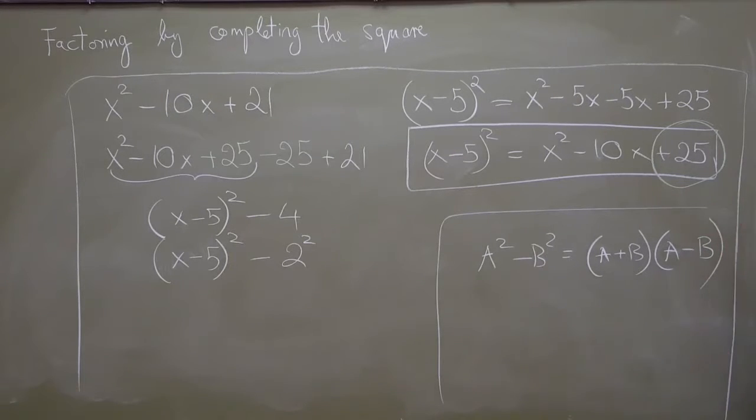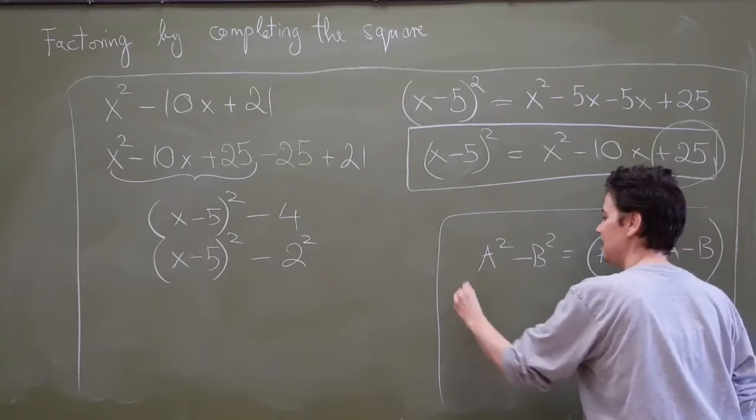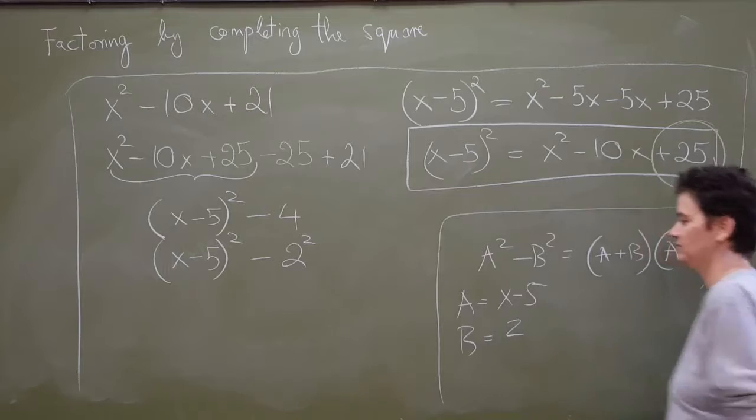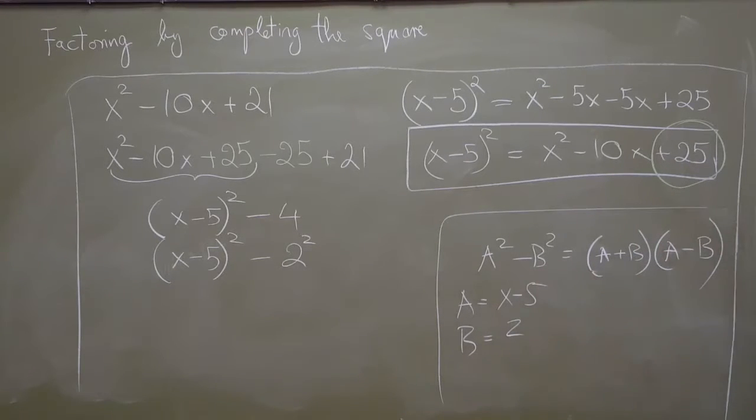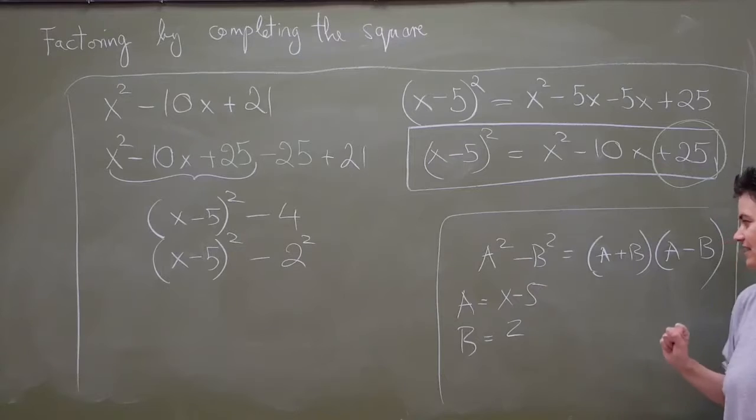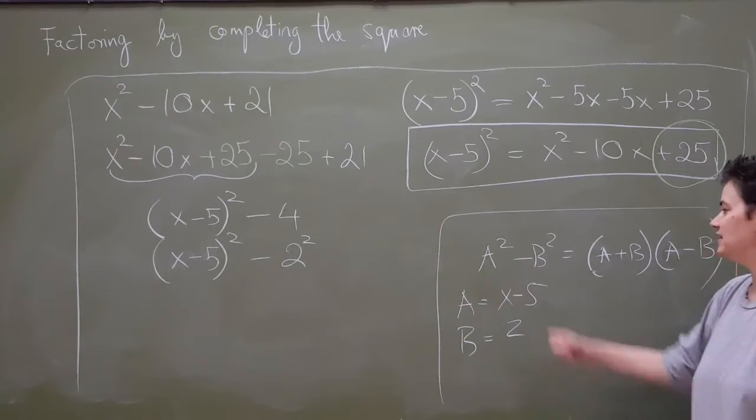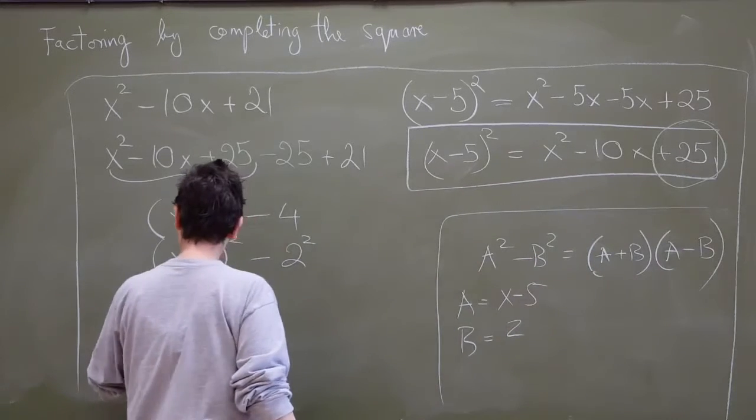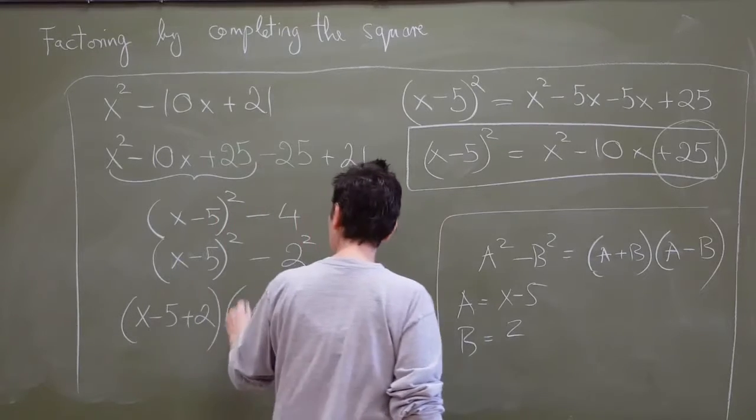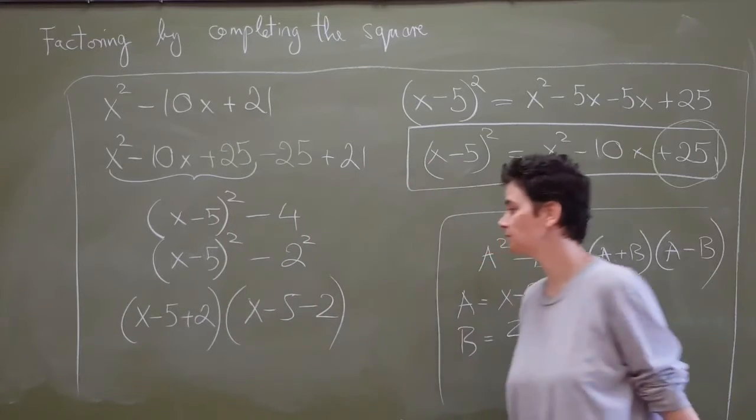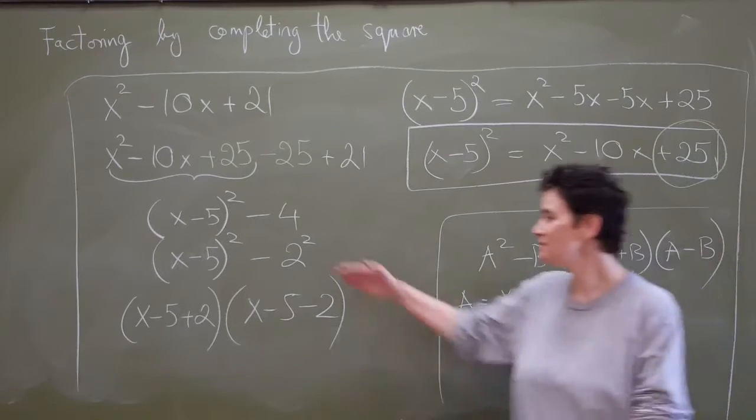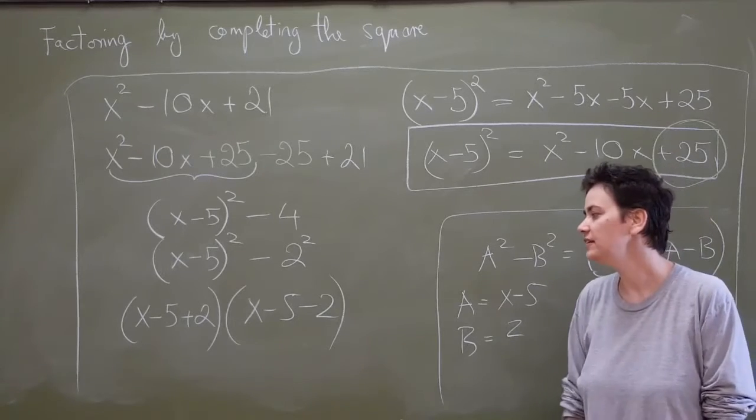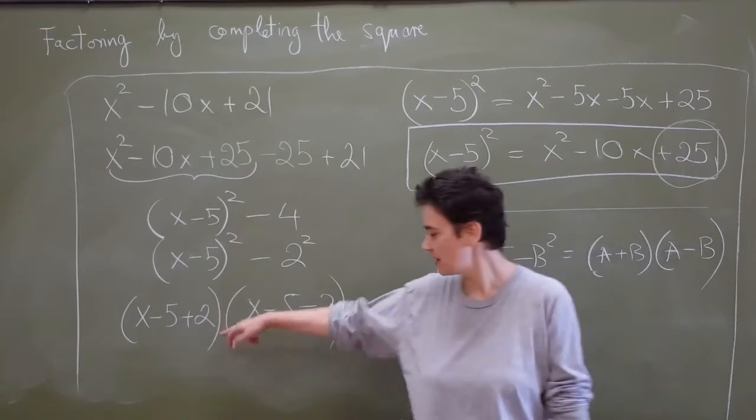In this drama, we're going to cast the following characters. A will be played by x minus 5, and b will be played by 2. So if we repeat this line, but instead of a, we say x minus 5, and instead of b, we say 2, then here we're going to have x minus 5 squared minus 2 squared, and here we're going to have x minus 5 plus 2 times x minus 5 minus 2. And so this is the big step, and you notice this was the difference of squares theorem. And now the only thing that is left for us to do is clean up by combining like terms.